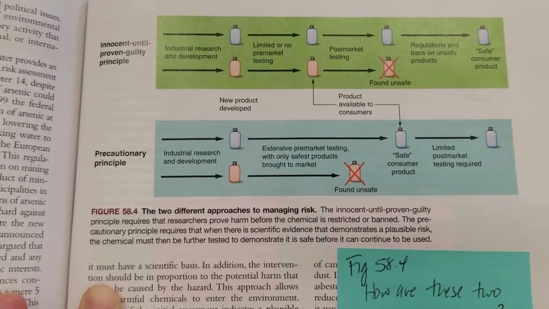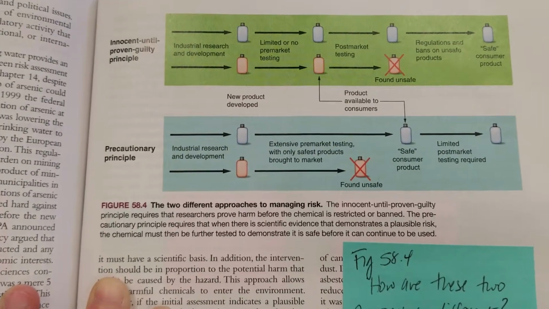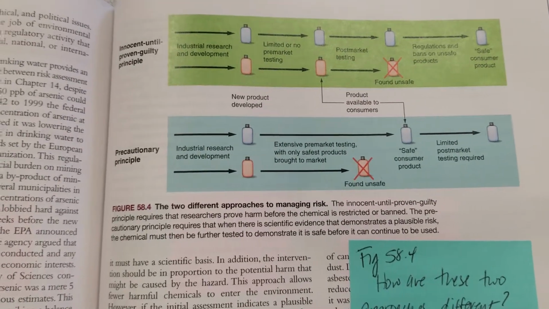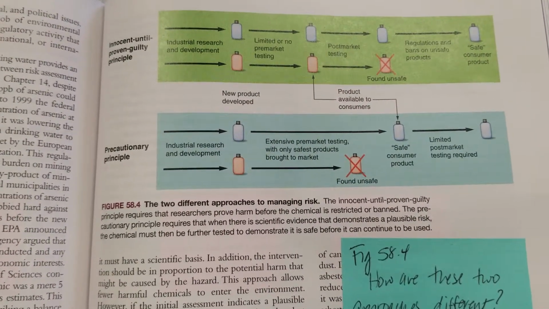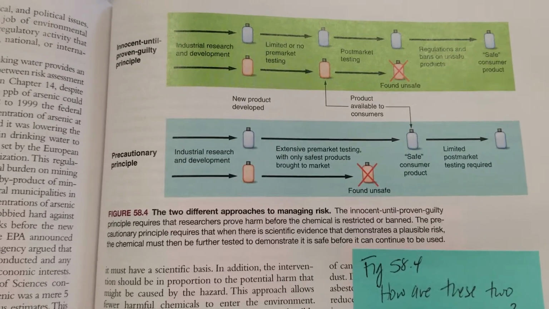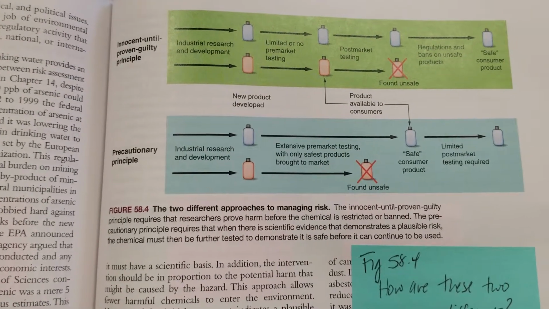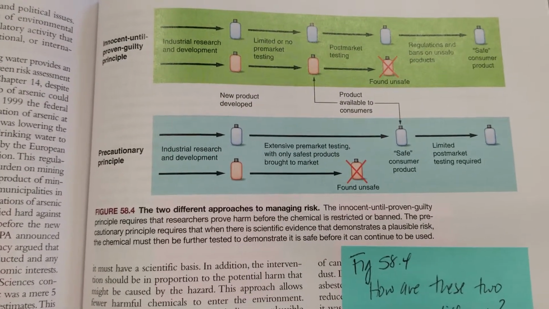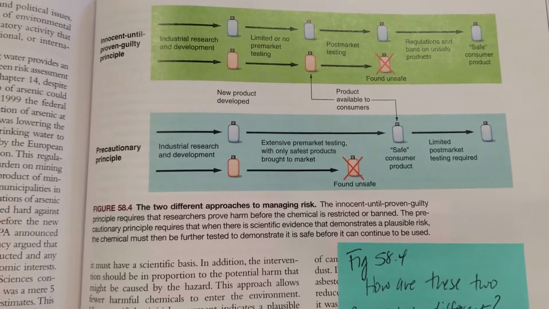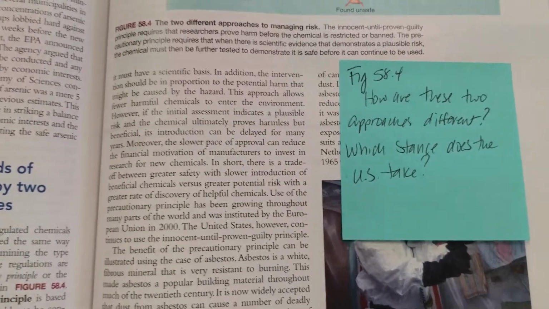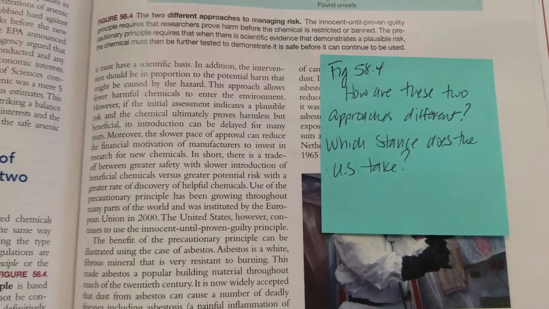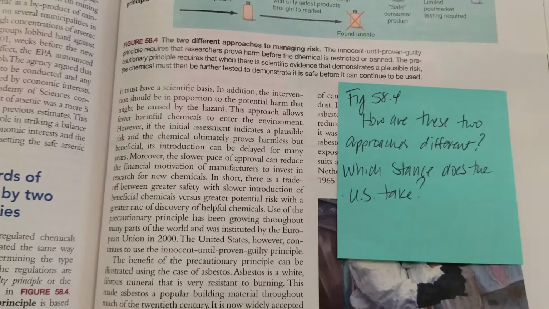I definitely like the precautionary principle better. I think that's better for everybody. But it can lead to tighter regulations. There can be negative things. It could lead to tighter regulations maybe on drugs that are prescribed for diseases or things like that. So it could backfire too. It's not always going to be the good thing. But if you're thinking about chemicals in the environment, not drugs, then yeah, I think the precautionary principle would probably be the better choice. So that's what this says: how are these two approaches different? Which does the U.S. take? Well, they generally take the innocent until proven guilty stance.